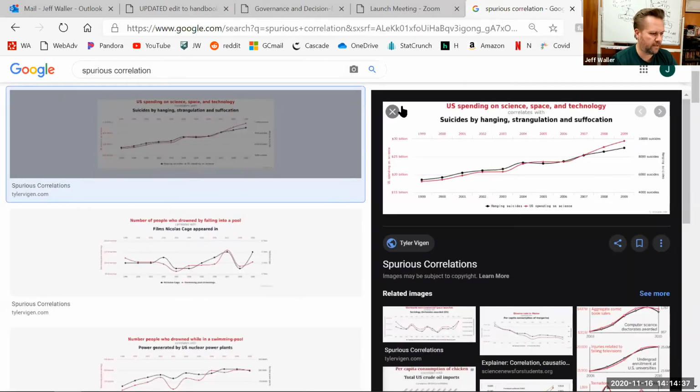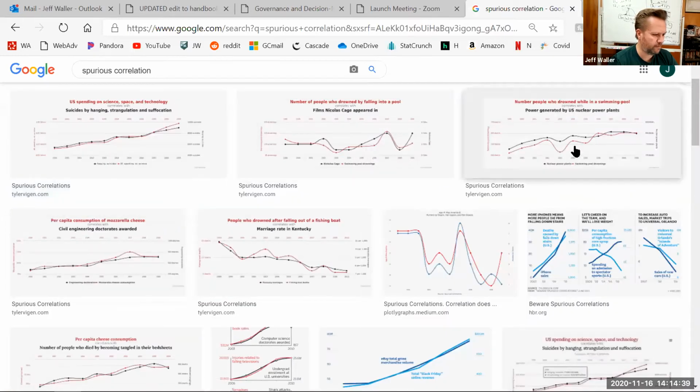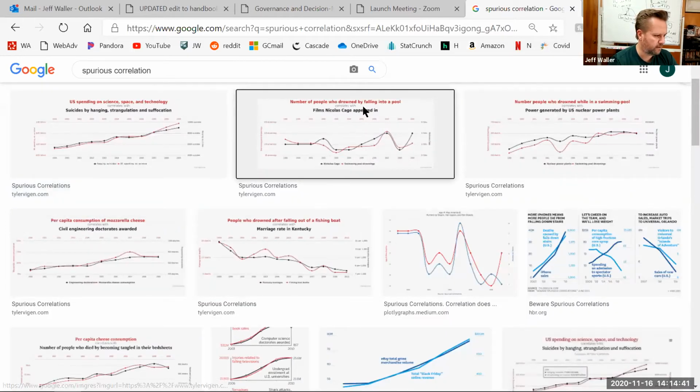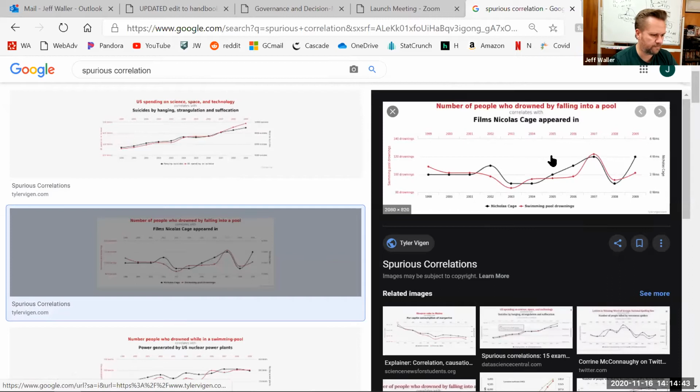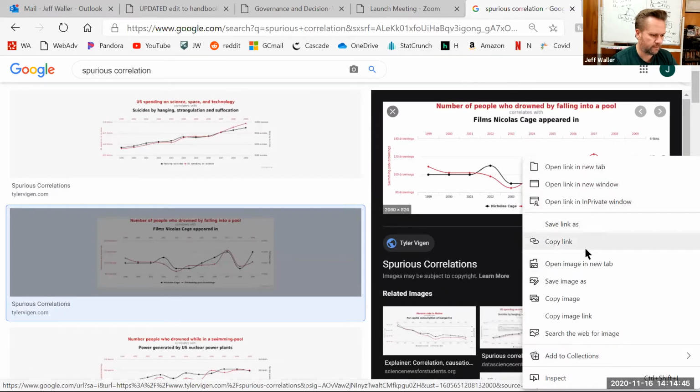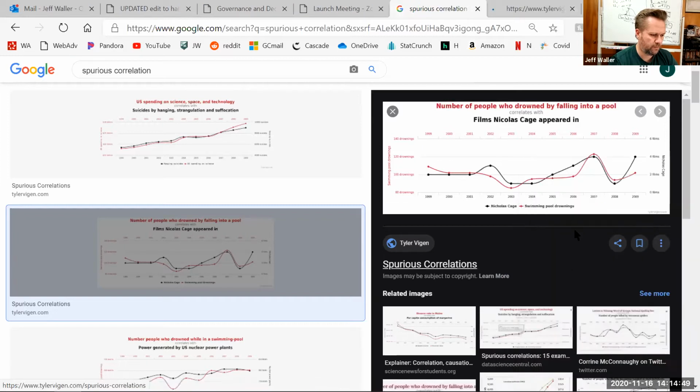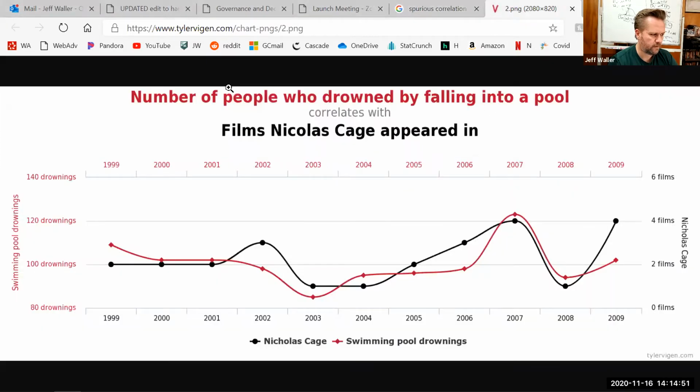Let me find one that's not so evil. Let's see. I was trying to get the one about Nick Cage. There's this one. Just because Nick Cage is just hilarious by himself. Open image. There we go, Jeff. Number of people who drowned by falling into a pool correlates with films Nicolas Cage appeared in. Now, this is not as good of a correlation. Would you guys agree? This doesn't really follow too well.